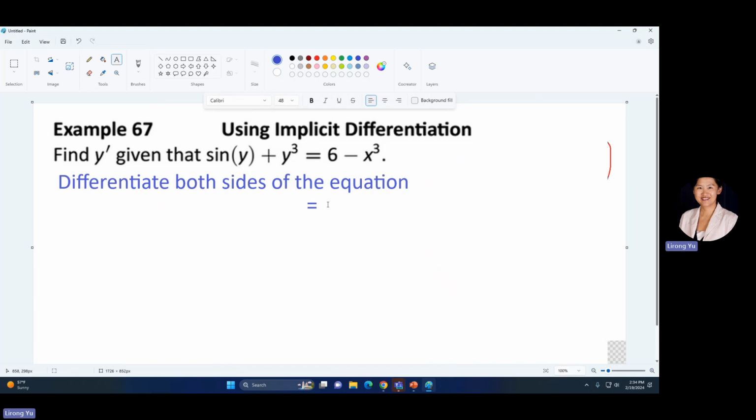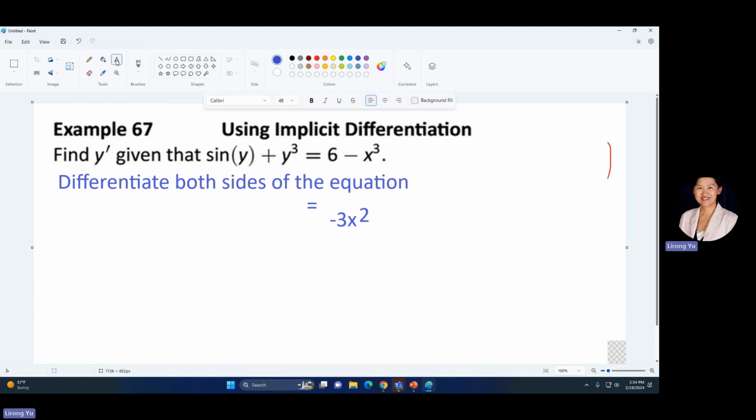The derivative of negative x cubed is negative 3x to the power of 2. But that's what's on the right side. But we will have some issue differentiating the left side. We start with sine y, and remember the chain rule. Every time you differentiate anything involving y, you have to be careful that you have to apply the chain rule.